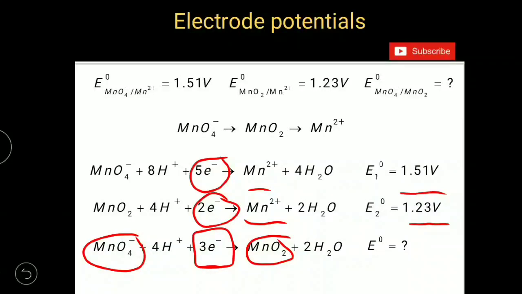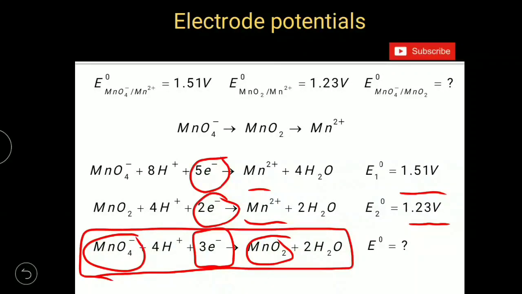Even here also, this third equation can be obtained from the first two equations. When we subtract the second equation from the first equation, you will get the third equation. The question is, can we do the same operation in terms of E naught values? When we are subtracting the second equation from the first equation, can we do the same? Can we subtract the E naught value of the second equation from the E naught value of the first equation?